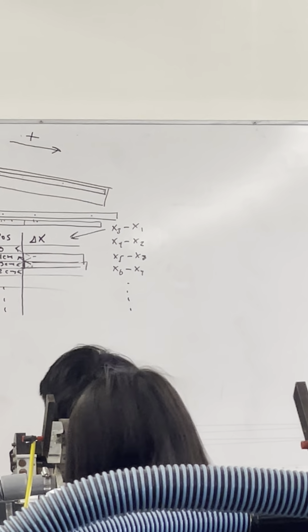Okay. But we want to get velocities. Why do we want to get velocities? I'll show you. So then you have another column called average velocities. They're going to be your delta x's divided by delta t. This is delta x 3,1 divided by delta t. This is delta x 4,2 divided by delta t. This is delta x 5,3 divided by delta t. All you're doing is displacements divided by time.